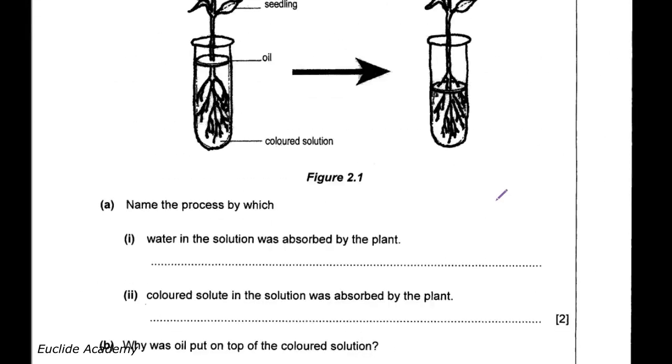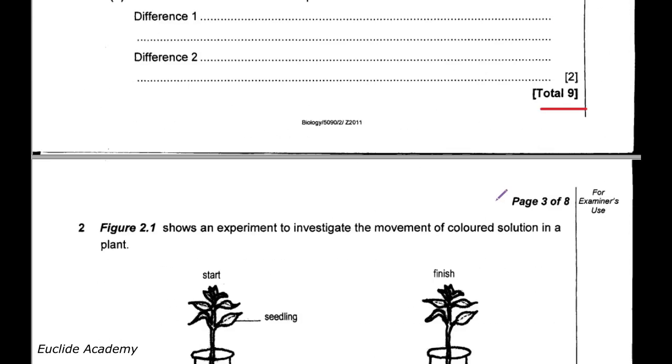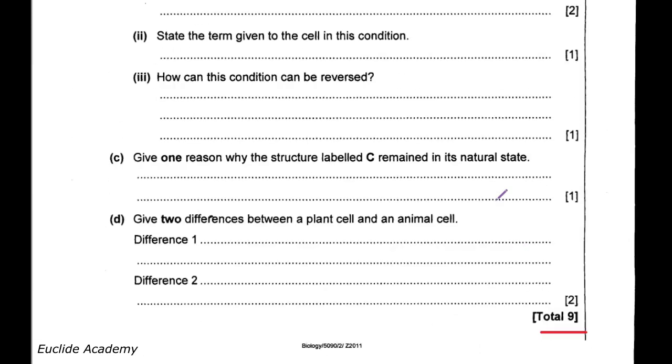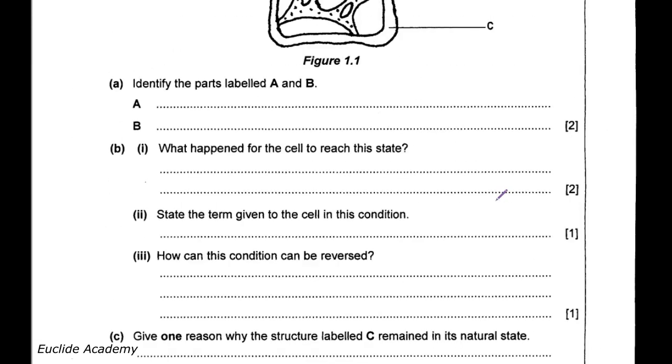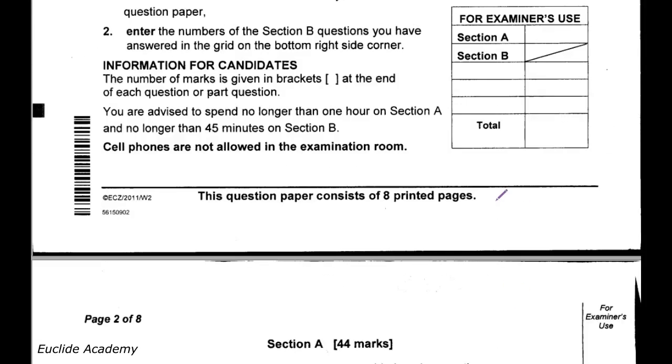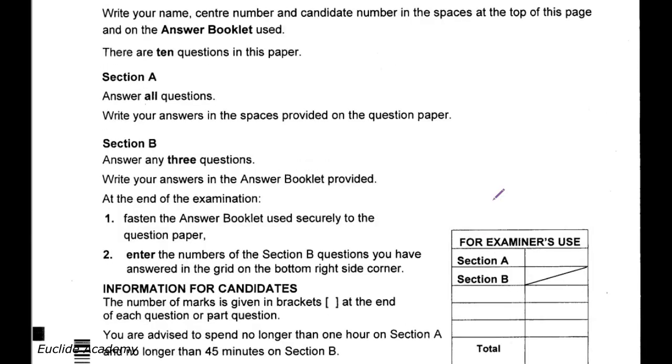Go through the entire question paper from the first question to the last question, even those questions which probably you've been given an option, like for example in section B you can answer any 3 questions. Go through all of them so that you can see which question is the most appealing to you, the one that you can answer.